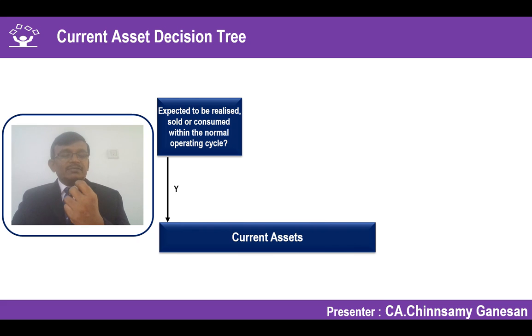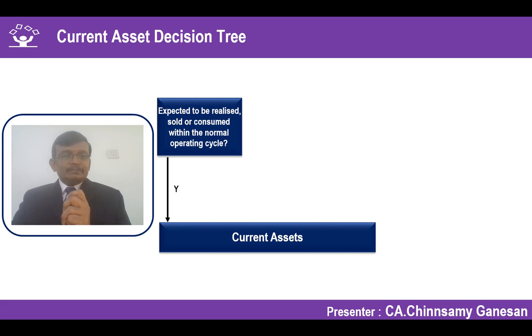What is sold? I have traded goods or finished goods, which I'm selling. And if it is expected to be sold in the normal operating cycle, it's a current asset. So inventory is a current asset. Or it is consumed within the normal operating cycle. For example, I have raw material, consumable tools, etc. Those items are consumed during the operating cycle, so they are also considered current assets. That's the reason why inventory always falls into the category of a current asset, because it's normally consumed within the normal operating cycle.